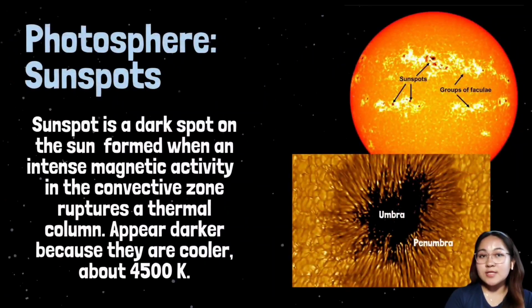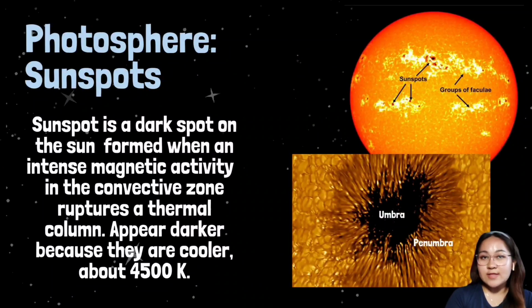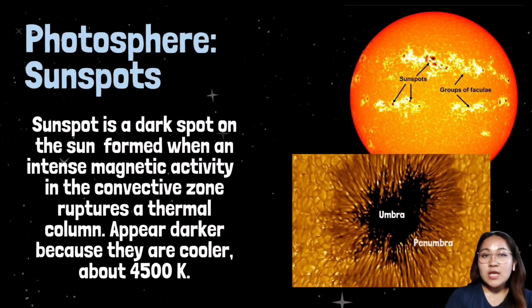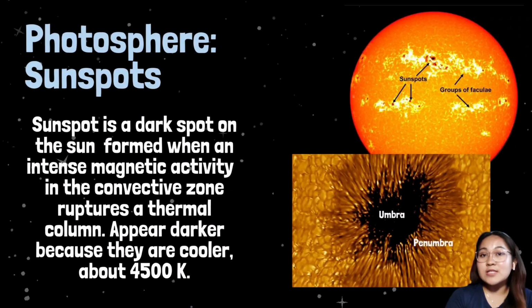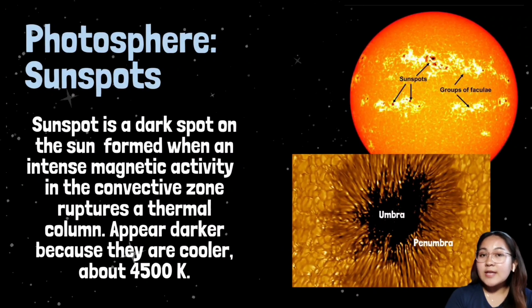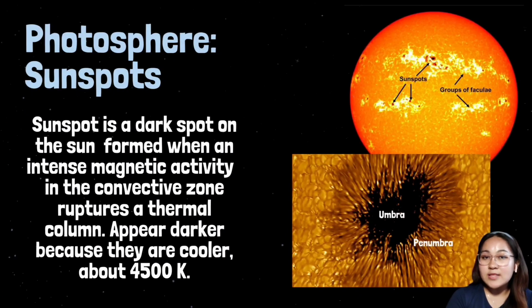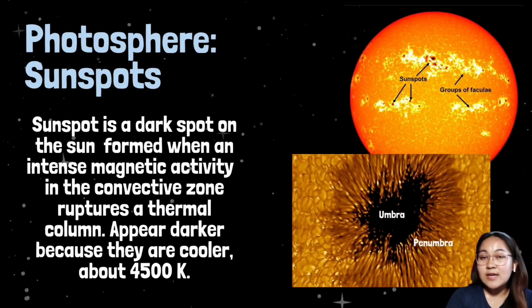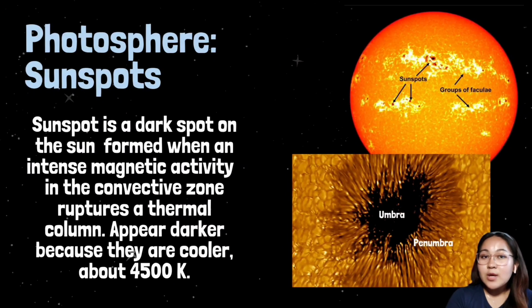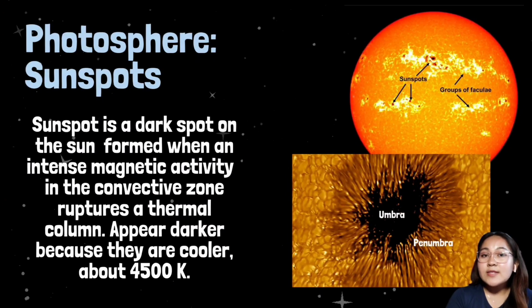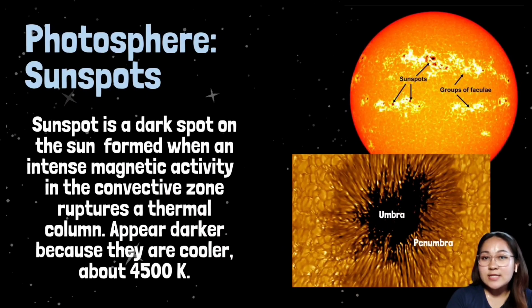A sunspot is a dark spot on the Sun formed when intense magnetic activity in the convective zone ruptures a thermal column. It is dark because it is much colder than its surroundings. The inner darkest spot of a sunspot is called the umbra, and surrounding the umbra is the penumbra. Around the edges of the sunspot, the magnetic field lines are concentrated. This can energize the plasma even further, heating it up, which results in a bright rim that surrounds a sunspot called faculae, which is Latin for little torch.